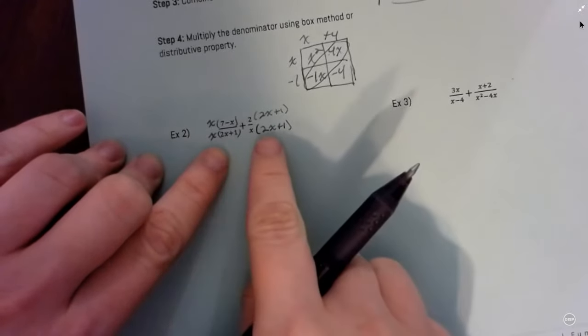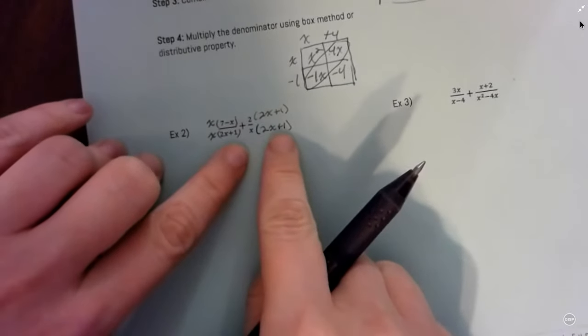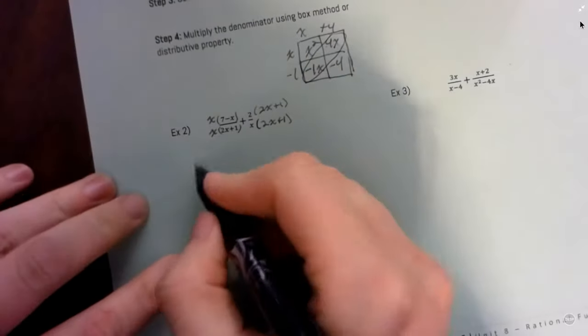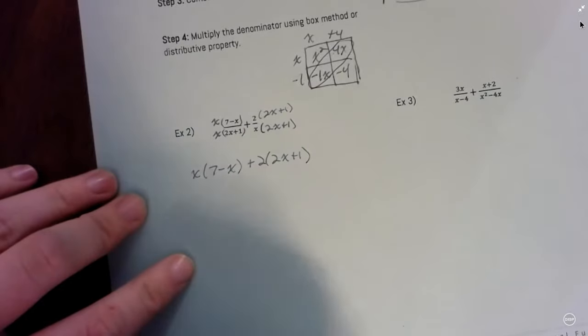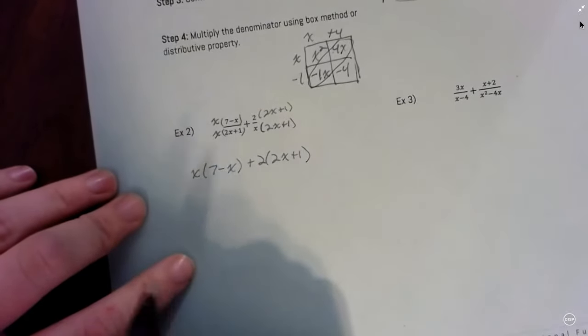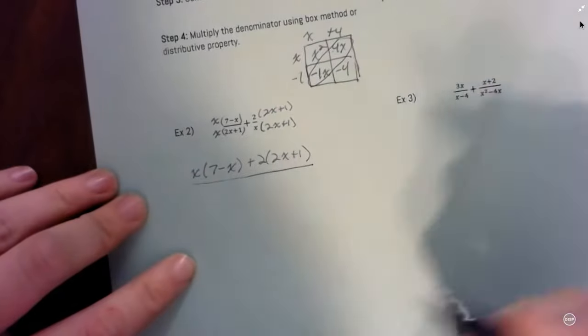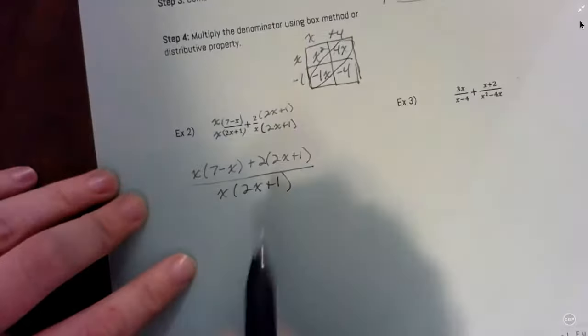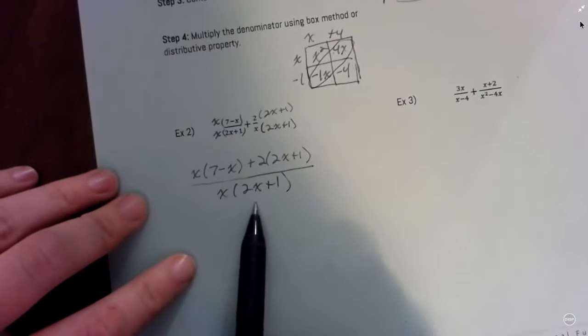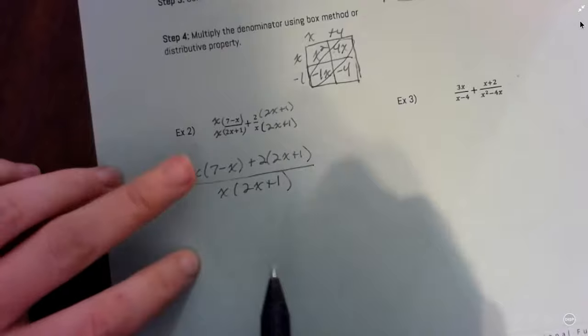And then notice now my two denominators are the same. They're both x times 2x plus 1. So I'm good there. So now I have x times 7 minus x plus 2 times 2x plus 1. That's my numerator. Now you can see it. There's my numerator. And then I have x times 2x plus 1. Again, once they're the same, you just need to write it once. And I'm going to simplify my numerator.